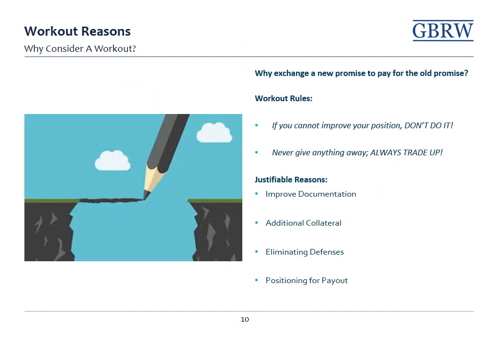One of the first questions often asked is, why consider a workout? Why consider restructuring a loan to a problem borrower? Why should we exchange a new promise to pay for the old commitment which the borrower did not uphold? There are two pragmatic workout rules of thumb that I follow. If you cannot improve your position, don't do it. And never give anything away. Always trade up. The fundamental reasons for considering a loan restructuring or workout include improving the documentation, obtaining additional collateral, eliminating borrowers' defenses, and positioning for payout.